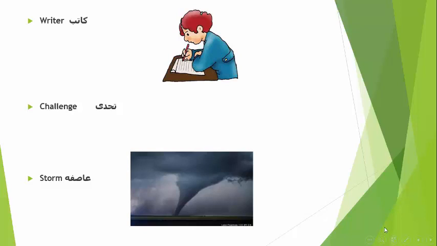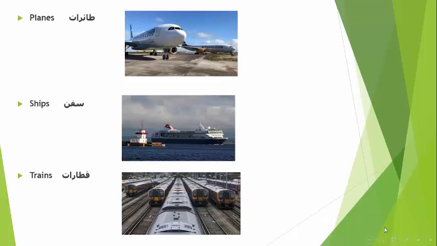Then we have challenge. If you want to make a race against your friend, you will be in a challenge against him. Then we have storm. Storm is just bad weather, a lot of rain and a lot of wind, like we see in the picture. Then we have planes, ships, and trains. All these planes, ships, and trains are called means of transport. We will use it in our story.